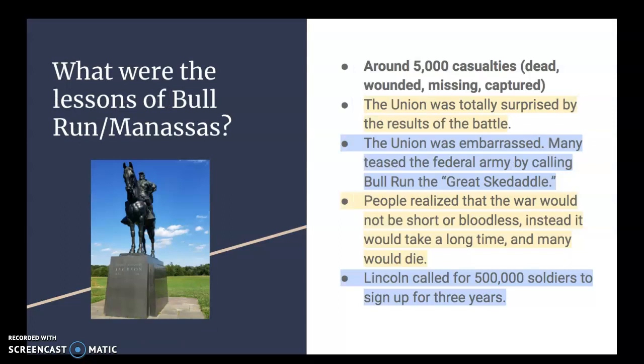So here are some of the results or the lessons of Bull Run. Around 5,000 casualties, which was terribly, unthinkably deadly for that time. The Union was totally surprised by the results of the battle. The Union was also embarrassed. Many teased the Federal Army because they left the field so quickly and in such a disorganized way. They called Bull Run the Great Skedaddle. Like, get out of here. People realized that the war would not be short or bloodless, that it would take a long time and many would die, and Lincoln calls for 500,000 soldiers to sign up for 3 years. All right, that's it. See you soon.